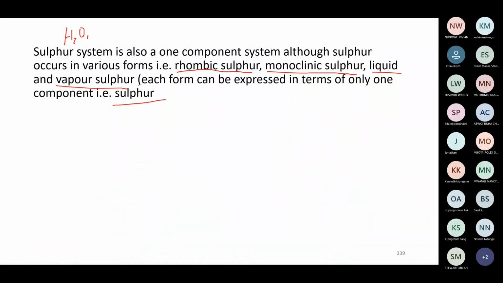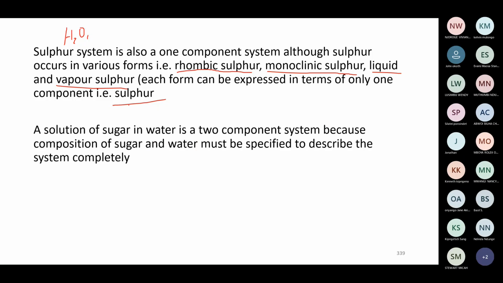So in the case of sulfur also, it has different forms, but all of them are sulfur. It's a one component system. Now a solution of sugar in water, this one is a two component system because composition of sugar and water must be specified to describe the system completely. So the system consists of sugar and water. So those are two components. But then it's a single phase.